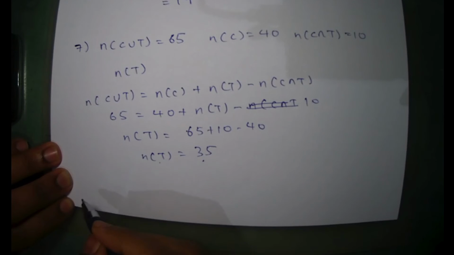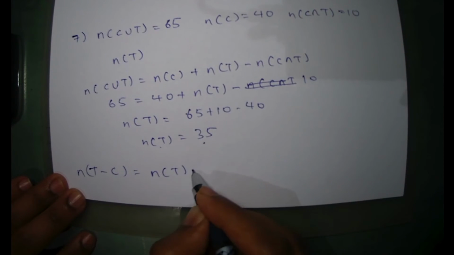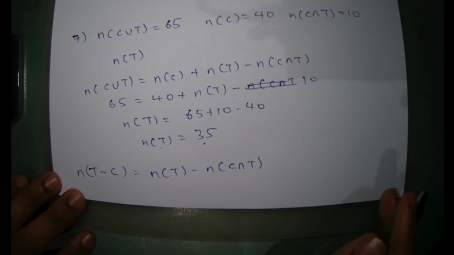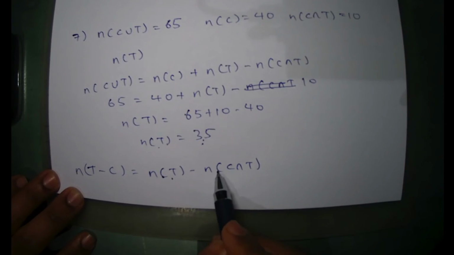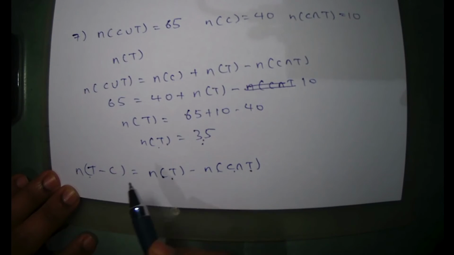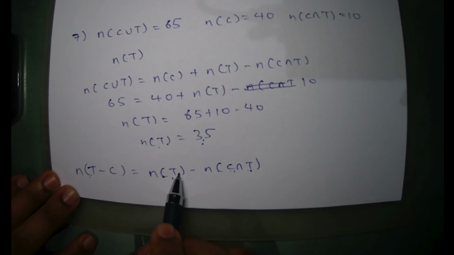So there are 35 people who like tennis, but there's also a question where people who like only tennis and not cricket, which is T minus C, n of T minus C. N of T minus C is given as n of T minus n of C intersection T. So n of T is people who like tennis. N of C intersection T is number of people who like both cricket and tennis. We need only people who like tennis, so we have to remove the number of people who like cricket and tennis from number of people who like tennis.